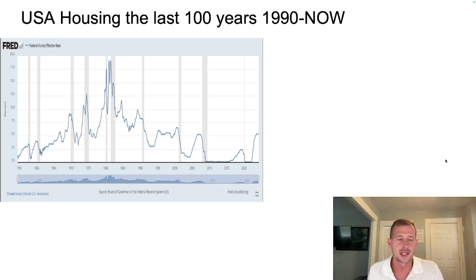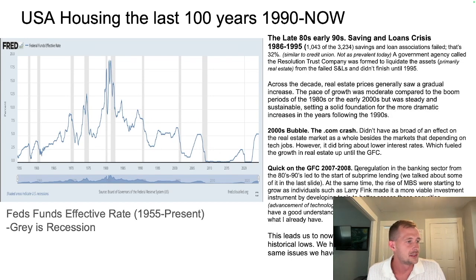So 1990 to now, so we got through the 80s, and this is a chart of the Fed funds rate from 1955 to now. And as you can see here, we're certainly not in any type of interest rate environment that we haven't been in before. We've been much higher, and you can also see the recessions shaded in gray.